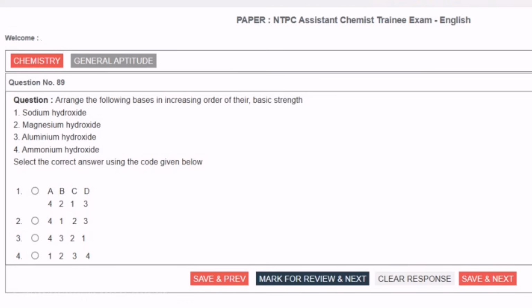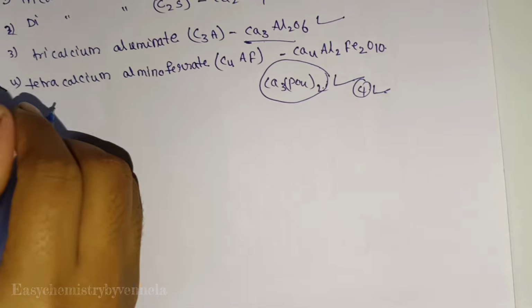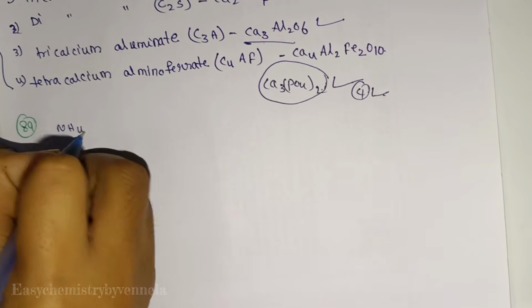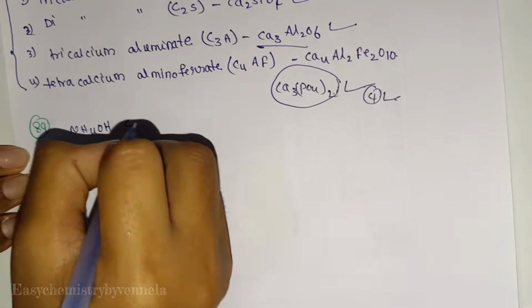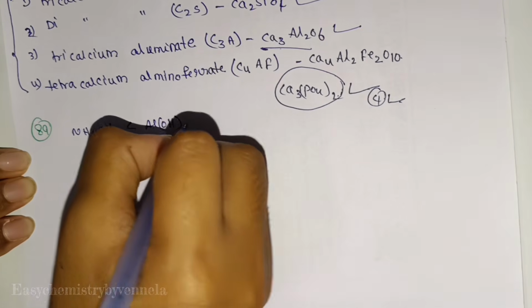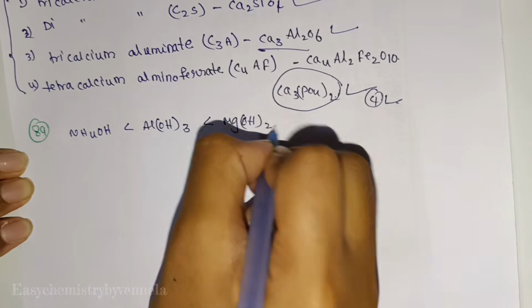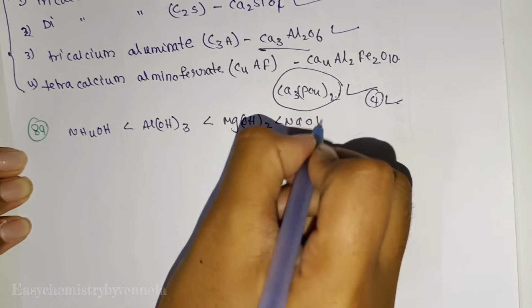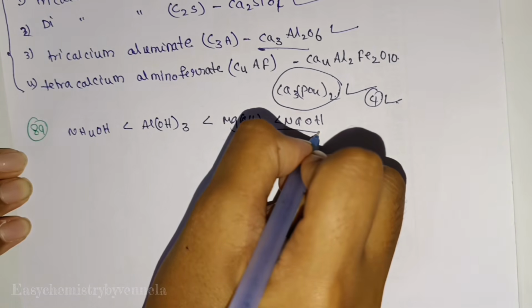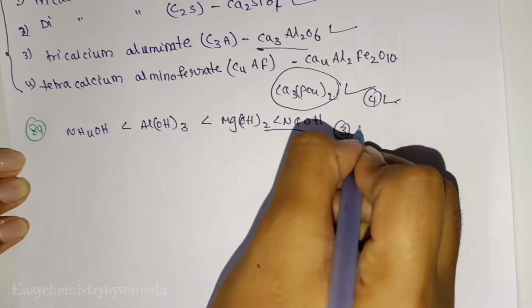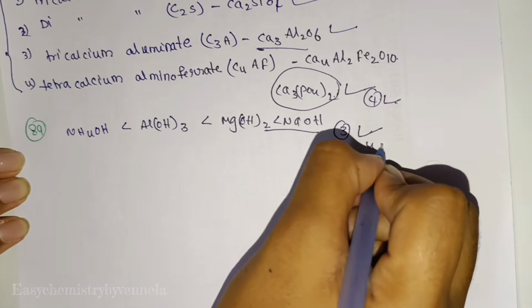Next question. Arrange the following bases in the increasing order of their basic strength. Sodium hydroxide, magnesium hydroxide, aluminum hydroxide, ammonium hydroxide. What is the order? NH4OH is less than Al(OH)3, is less than Mg(OH)2, is less than NaOH. So this is the order. The correct option is the third one. 4, 3, 2, 1.